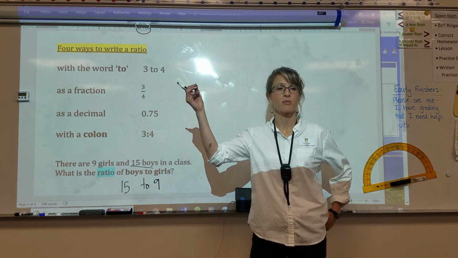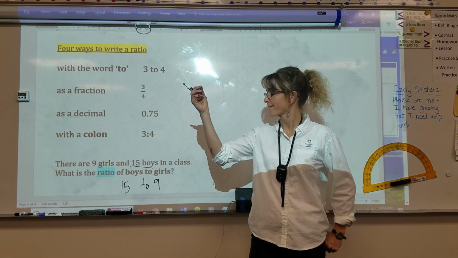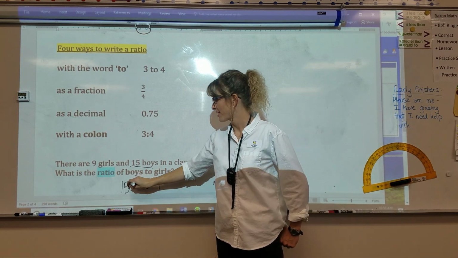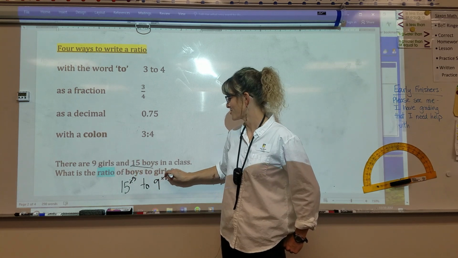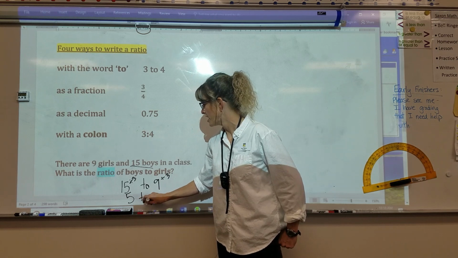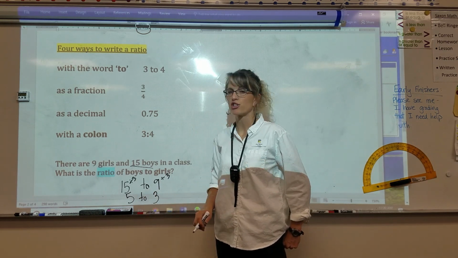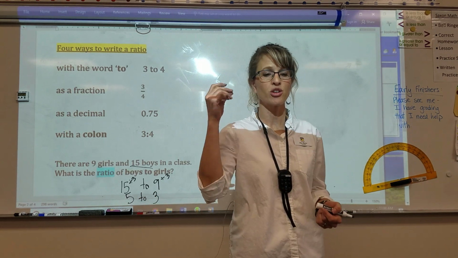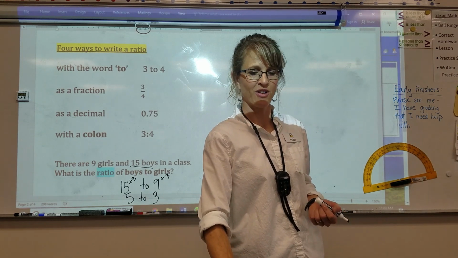Let's do that as a class. What's my greatest common factor? You ready? 3. Good. Most of you got it. 15 divided by 3 is 5, and 9 divided by 3 is 3. So my ratio is 5 to 3. What is my ratio? Get ready? 5 to 3.